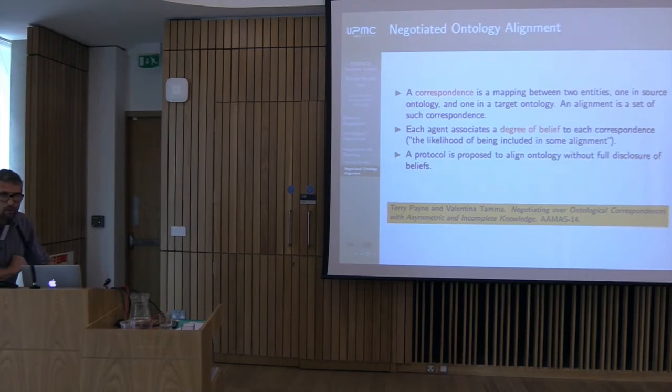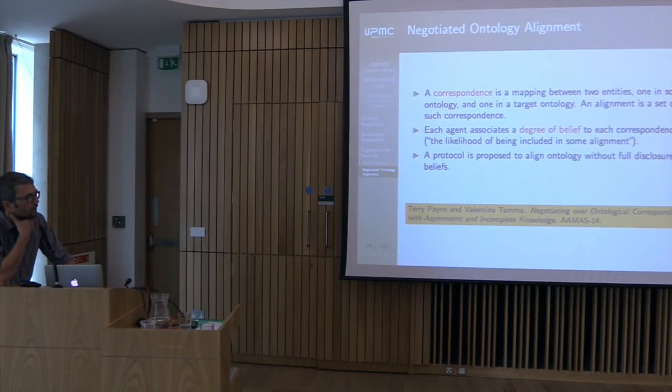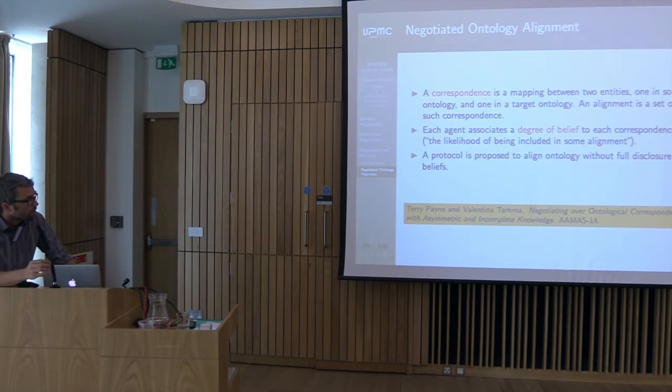And to conclude, I would like to say a few words about this work that I came across on ontology alignment by means of negotiation. So here they define a correspondence as a mapping between two entities. One is given in the source ontology, one in the target ontology, and an alignment is just a set of such correspondences. And each agent will now associate a degree of belief to each correspondence, which in their terms is its likelihood of being included in some alignment.